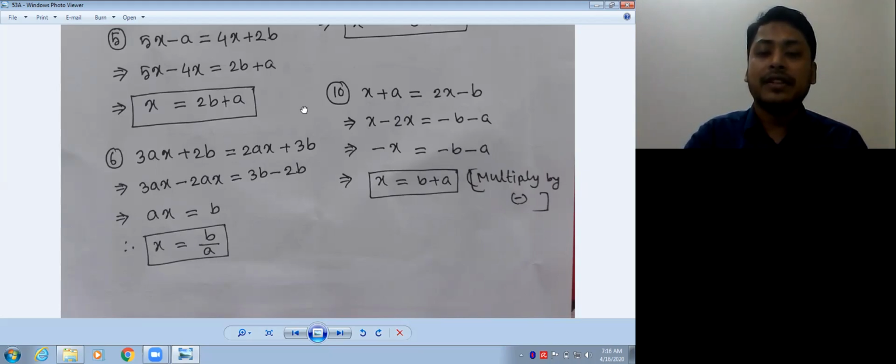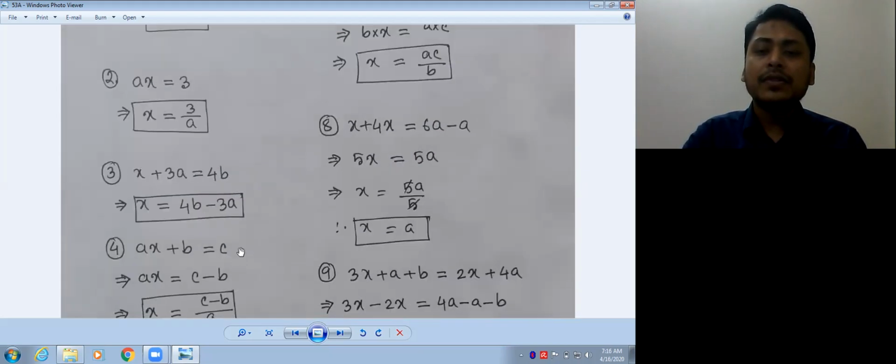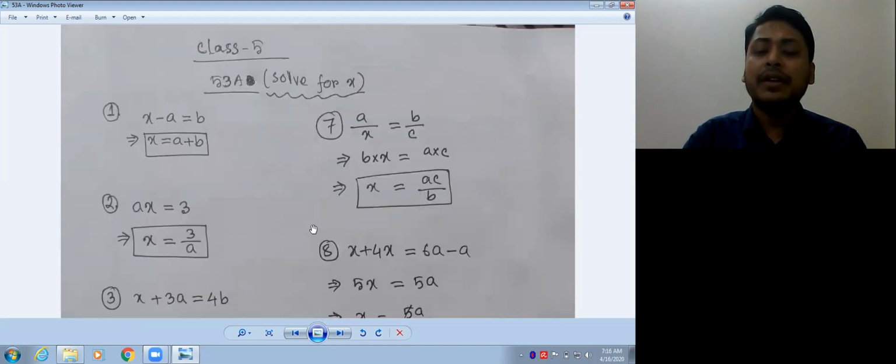This is the answer. Now if we see number 7, it is the most important maths because it's related to cross multiplication. Most students make mistakes in this type of maths. But if you learn this maths right now, you can do well in your higher class. That means the next class.